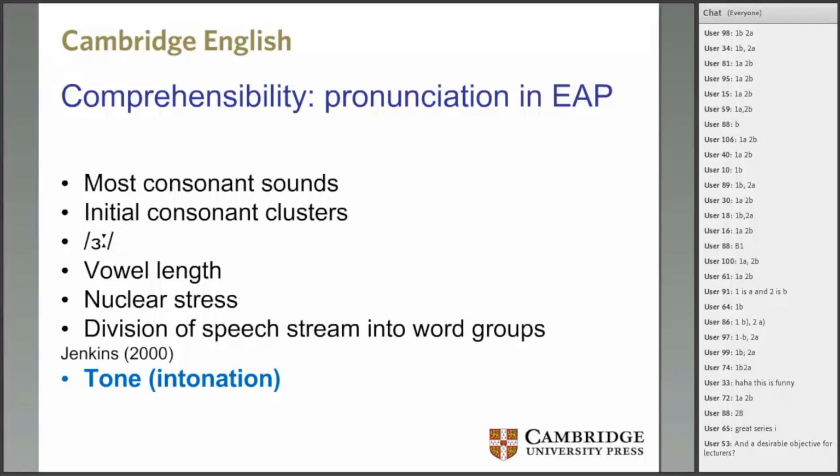Okay, so bearing this in mind, what I would add in terms of EAP learners, what I would add to Jenkins' list is tone or intonation, because I think that this does have a role in terms of politeness, sounding polite, and sounding interesting.